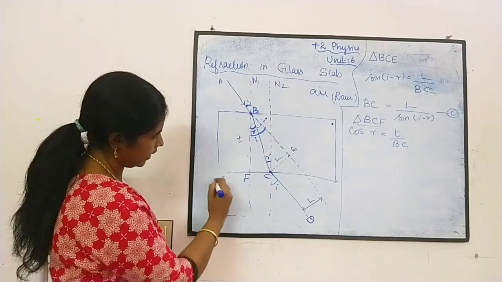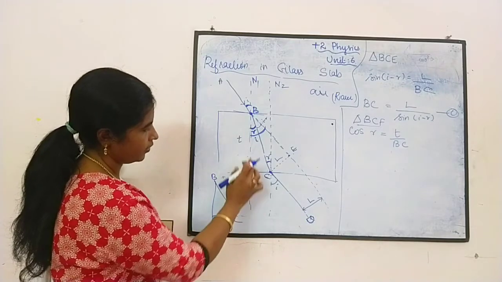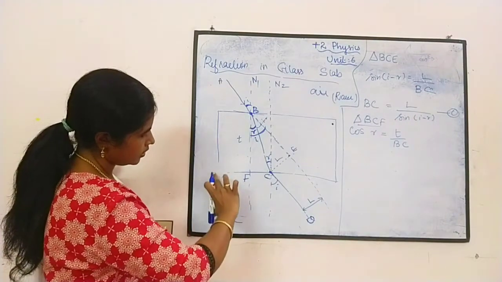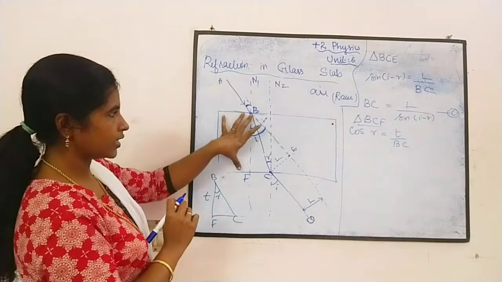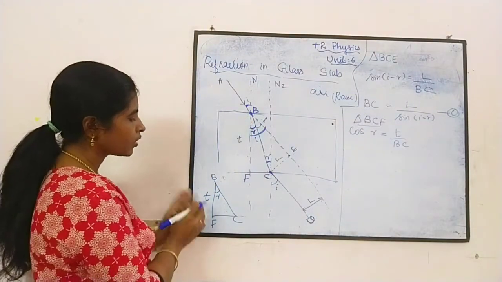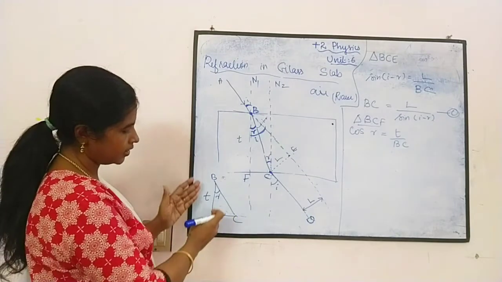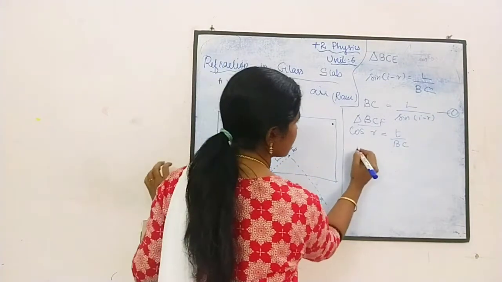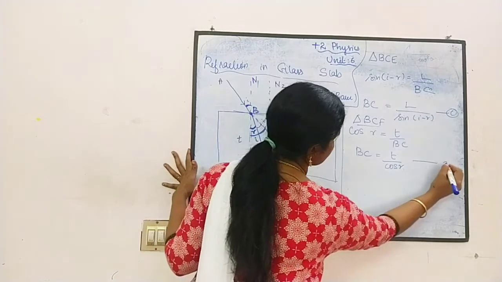The triangle is like this. This is B, this is C, and this point I am taking as F. The angle is R. This depth we are taking as T, the thickness of the slab. So I can write cos R is equal to adjacent side by hypotenuse. Adjacent is T, hypotenuse is BC. So T by BC. From this, BC is equal to T by cos R. Take this as equation 2.